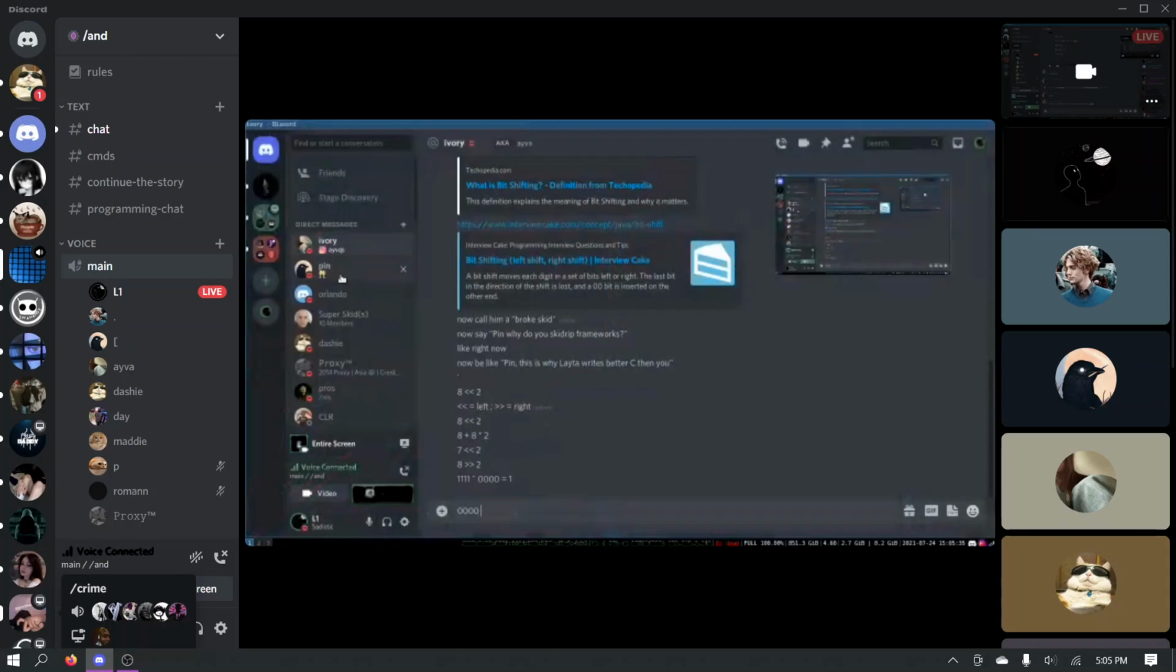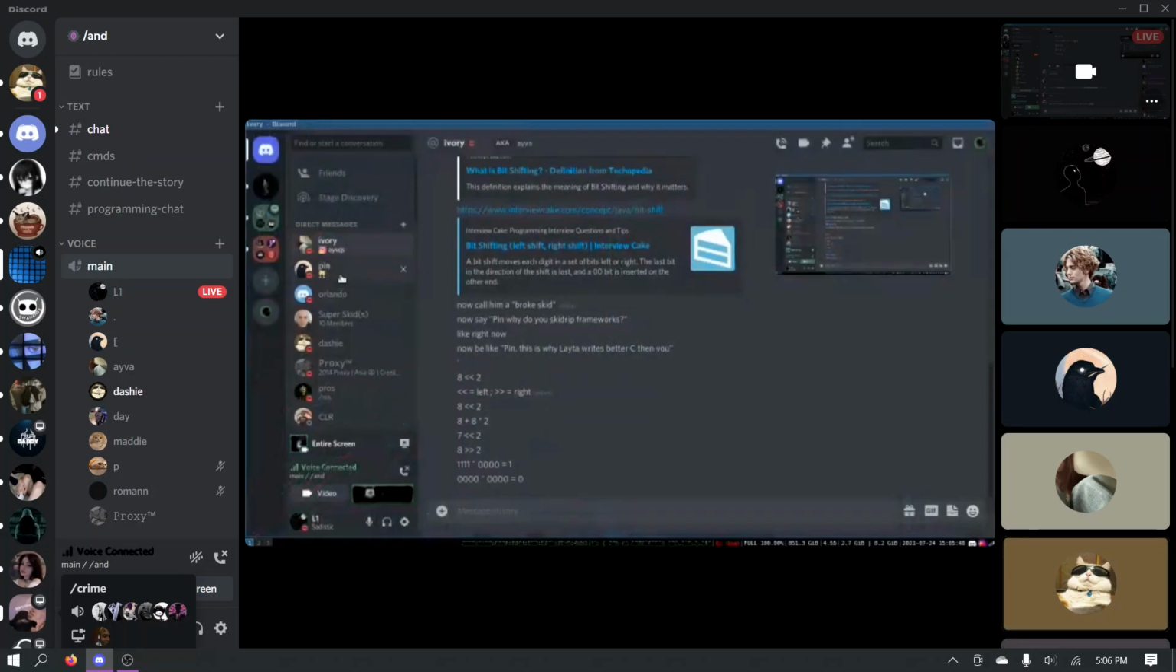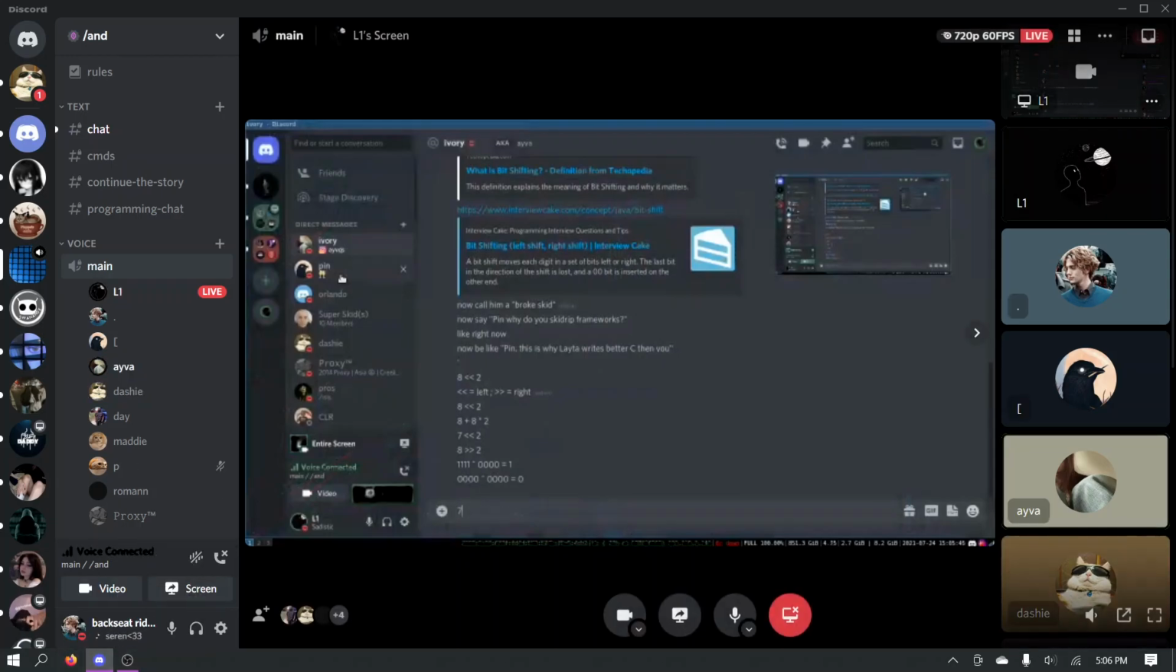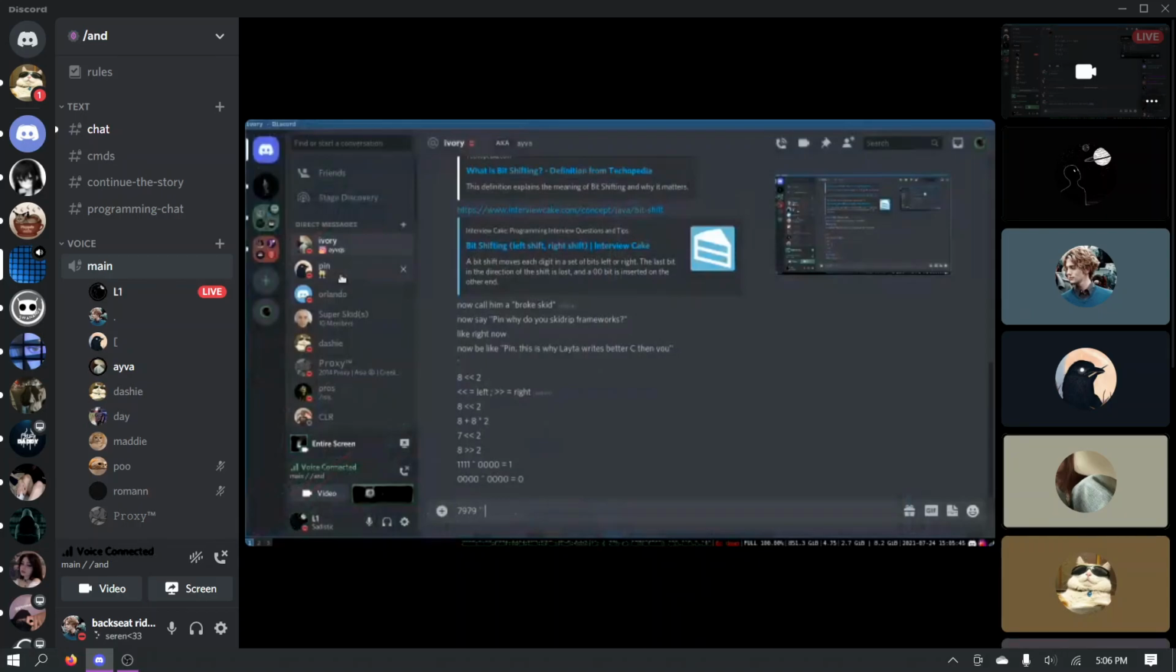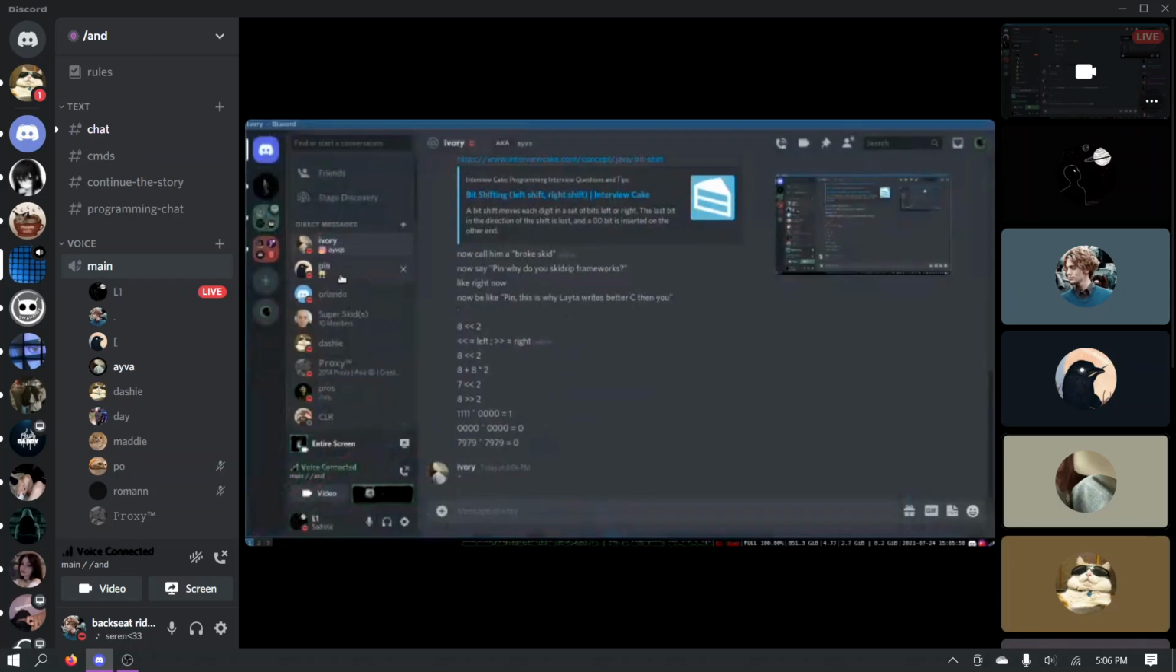So if we were to do 0 XOR 0, it would equal 0. But it doesn't matter if it's 0. Wait, hold on. What does this thing mean again? What does XOR mean? That's the operator we're using. What is that operator?